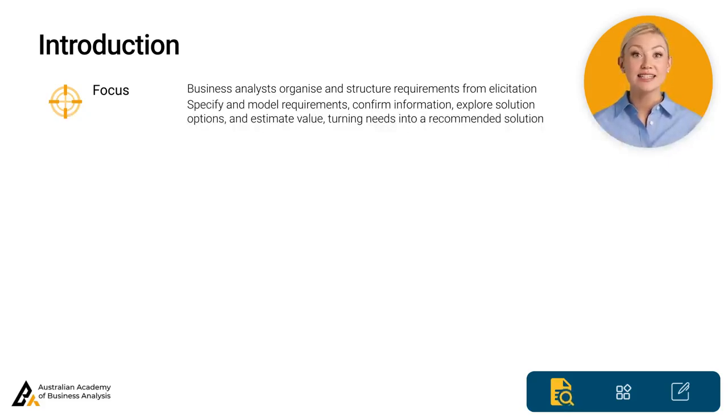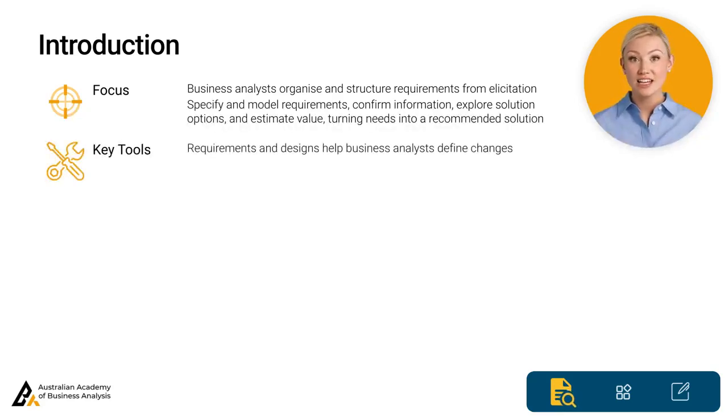The next step is design. Continuing the example, we ask how this requirement will be implemented in software. For instance, we create a login screen prototype for the user ID and password. This is the design where requirements are seen from a solution angle. At this stage, the solution isn't implemented yet. It's just represented. Requirements and designs are key tools for business analysts to define and guide changes.